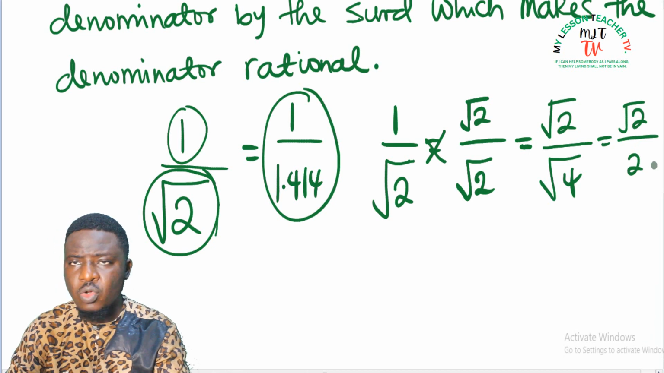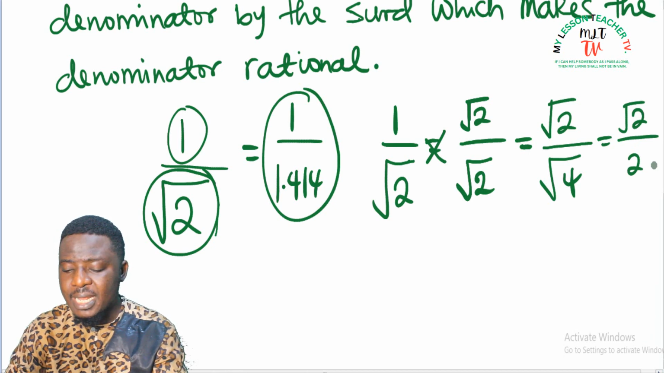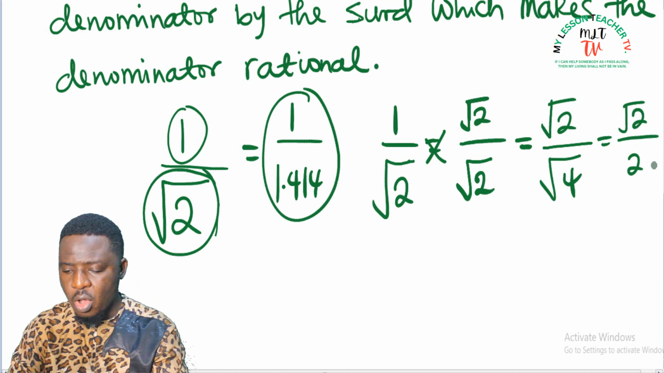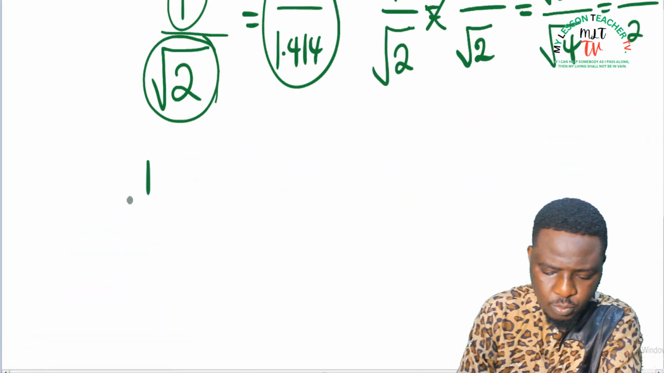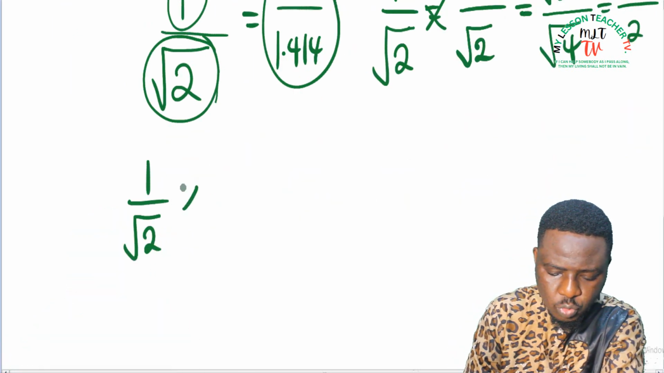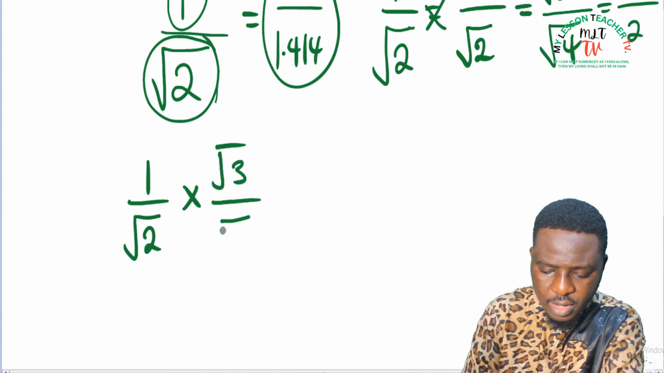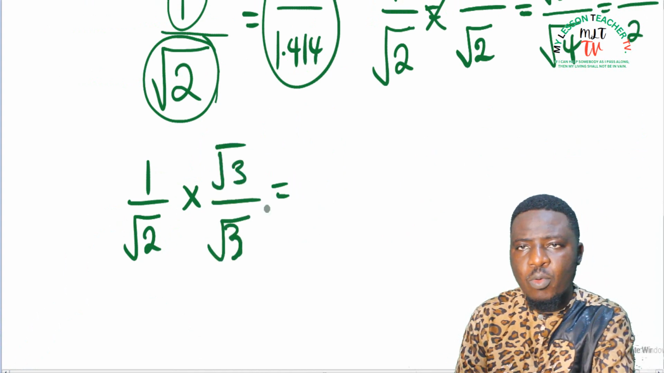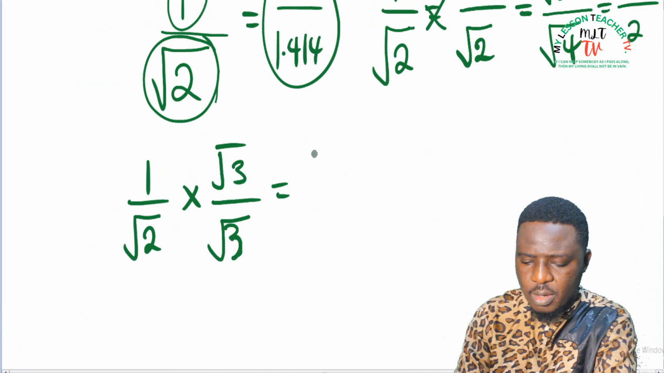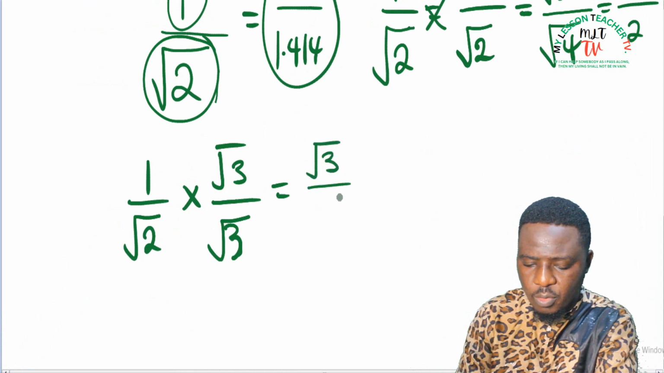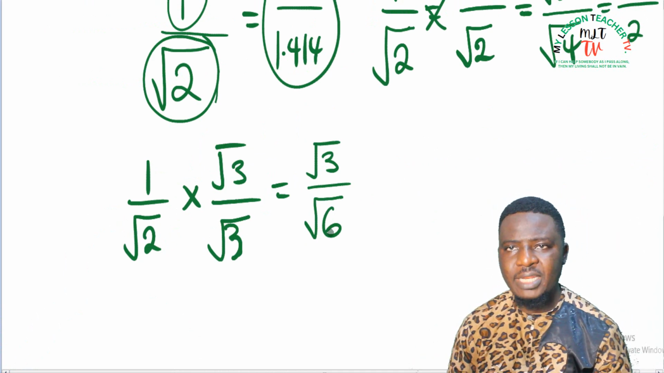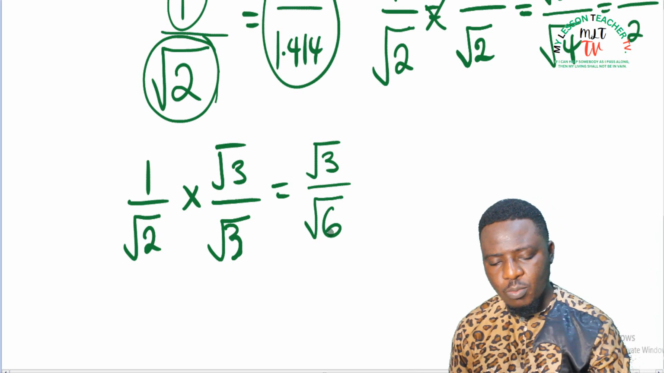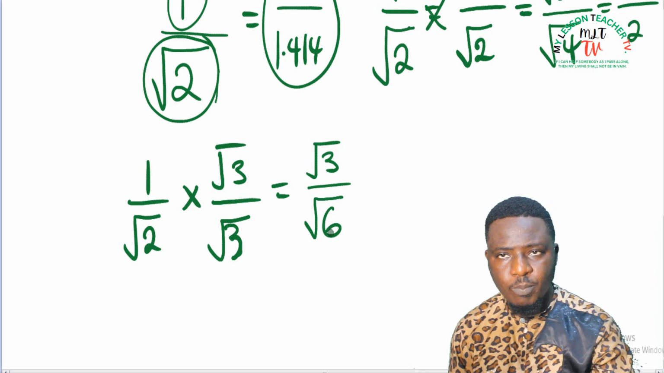Okay? So it is only root 2 that I can multiply with root 2 to make it a rational number. Otherwise, if you multiply 1 over root 2 by, for example, root 3 over root 3, it makes the problem more complex, for you will have root 3 over root 6. So it is not simplifying the work for you. So you need to multiply it by root 2.